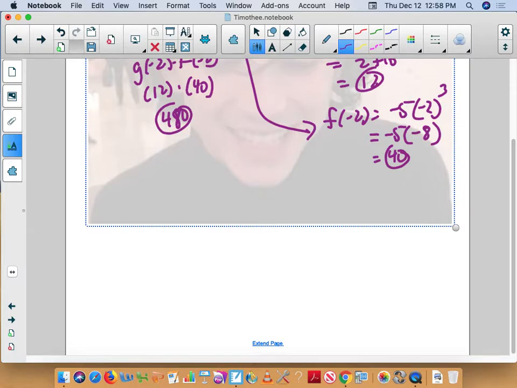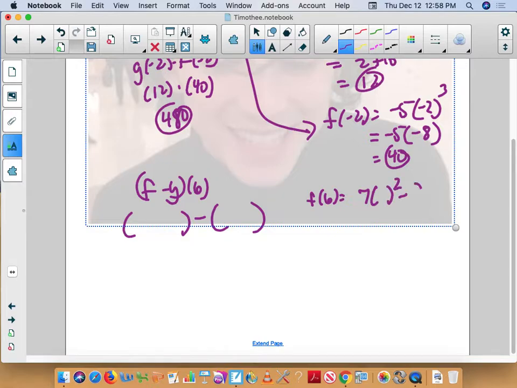The next one is f minus g of 6. You're going to find f of 6 and subtract g of 6. f of 6 is 7x squared minus 2x. Jillian said we'll do our exponent first. 7 times 36, and 2 times 6 is 12. 7 times 36, what was that, Eliza? What did we write down for that? It's 252. Minus 12 is 240.